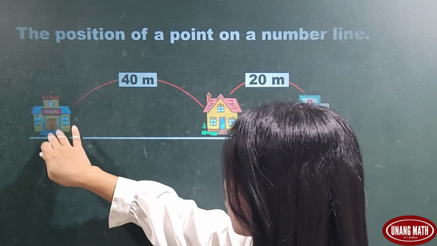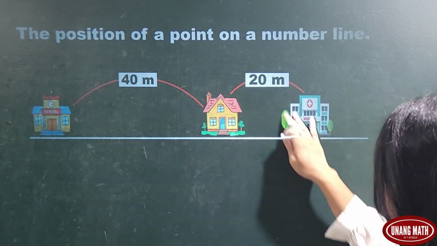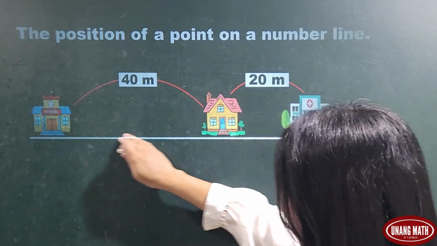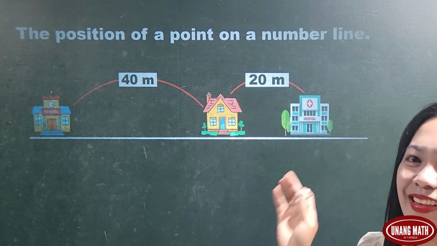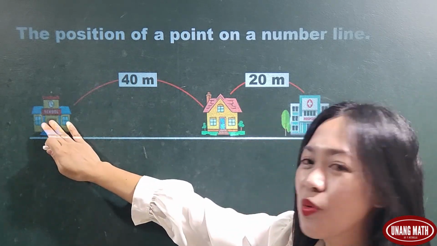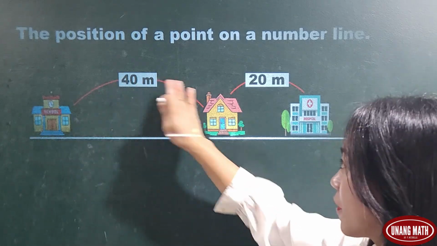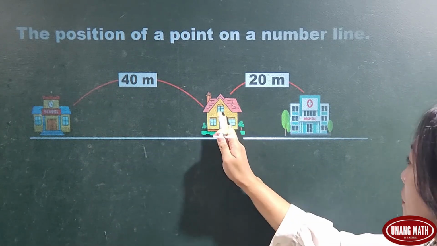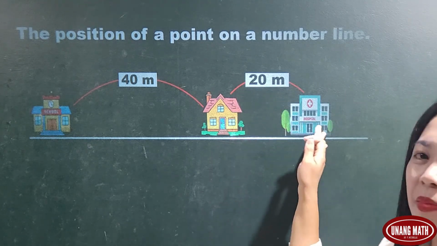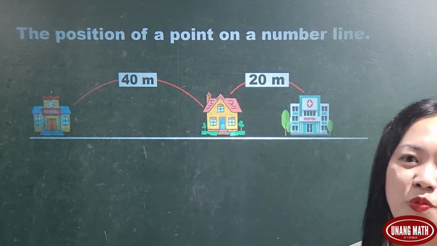Okay, we have here school, this is home, and this is hospital. These three places lie on the same straight line. On the left side of home is school, which is 40 meters away from home. And on the right side of home is hospital, which is 20 meters away from home.